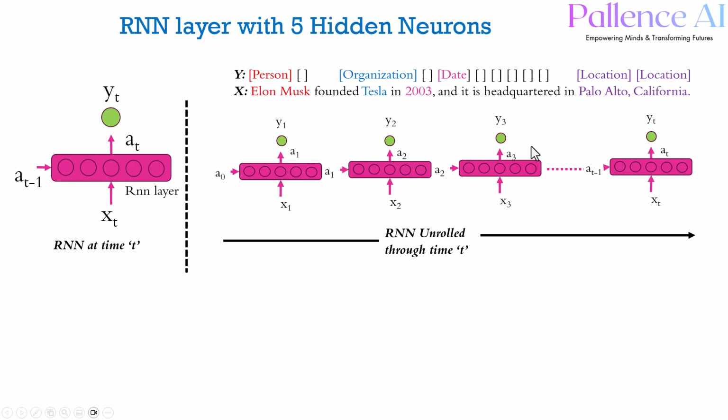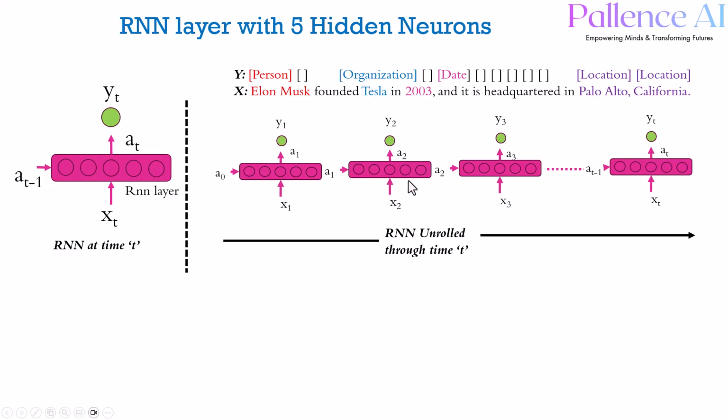Okay. So what you see on the left is an RNN, a simple RNN layer with 5 units, 5 hidden neurons, unrolled in time. You see it on the right side. All right, this is a simple RNN layer. And you can see here clearly there is a dependency, right? For example, Elon Musk founded Tesla. So Tesla is related to Elon Musk. And that dependency is coming because the output of each time step is fed back into the next time step.